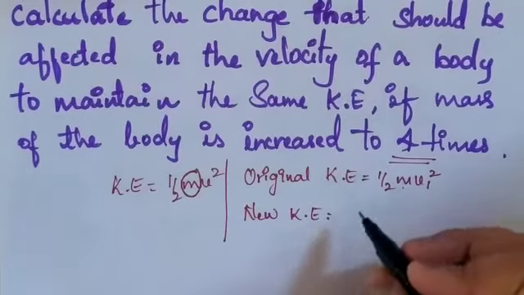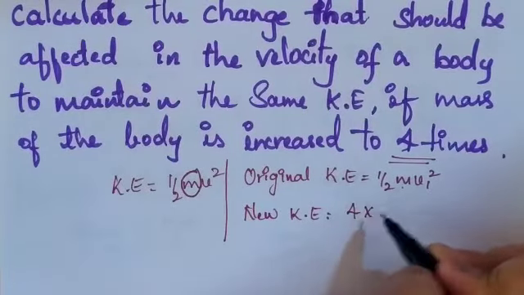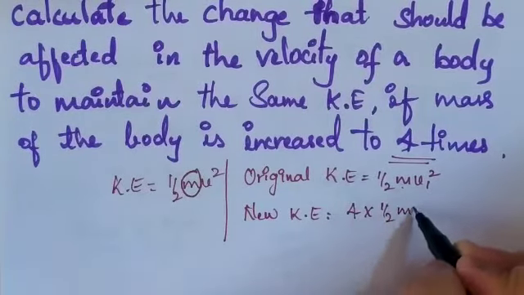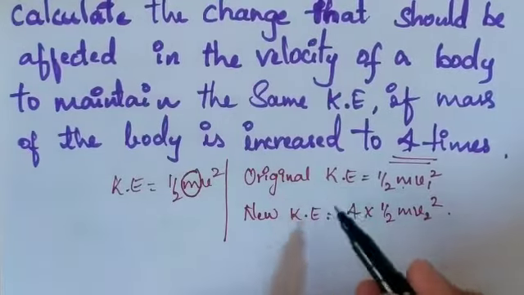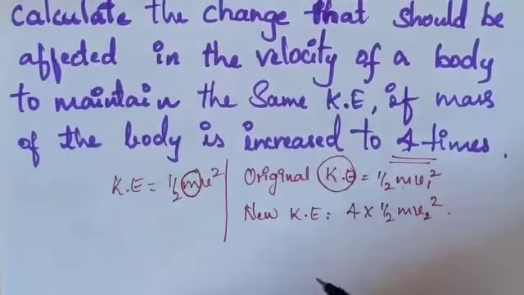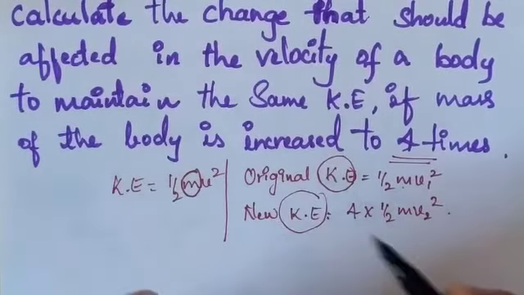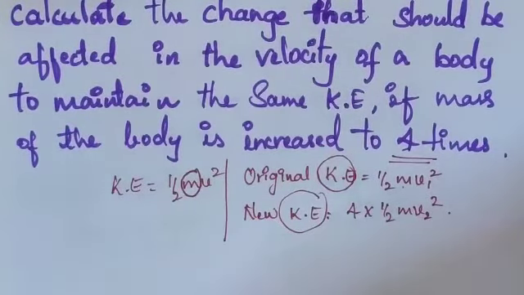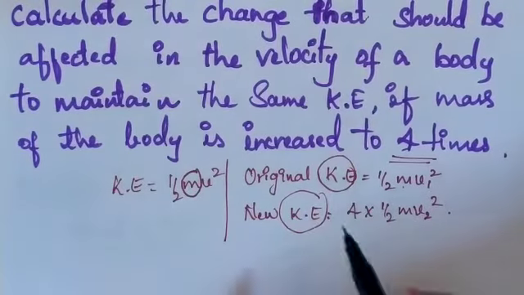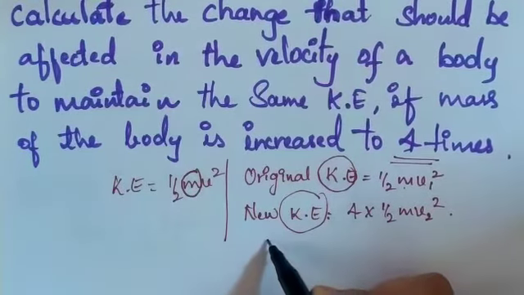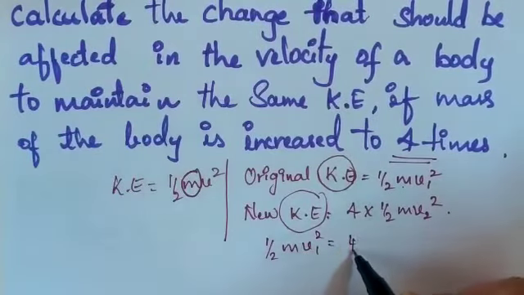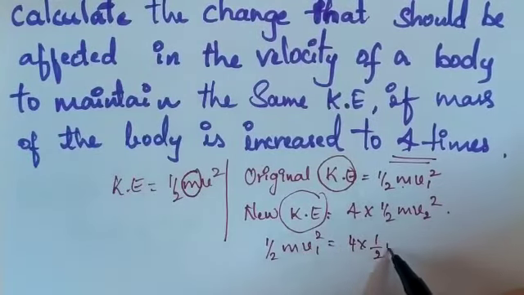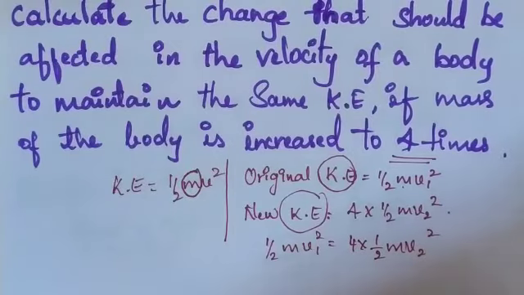If I increase the mass of the object 4 times, I'll consider 4 into half mv2 square. Now, I have to maintain the original kinetic energy and the new kinetic energy, that means original kinetic energy equals new kinetic energy. So half mv1 square is equal to 4 into half mv2 square, isn't it?